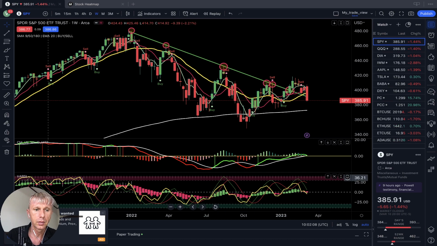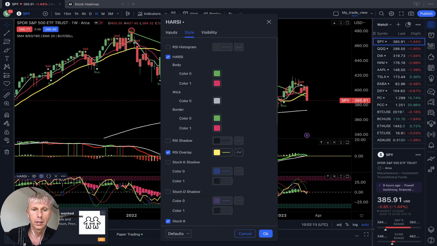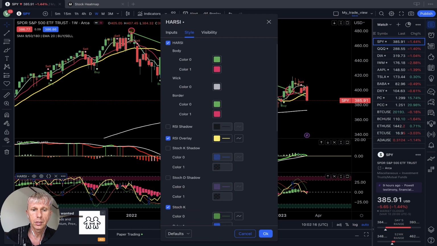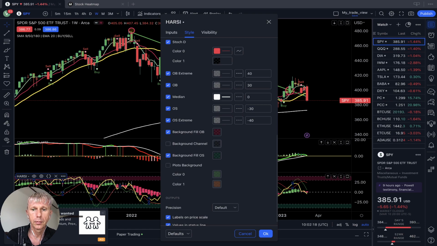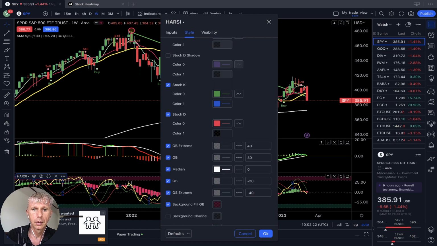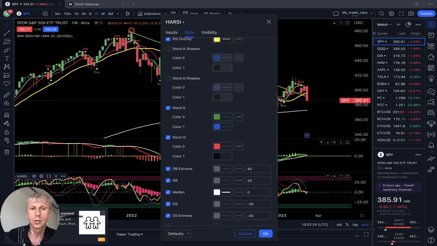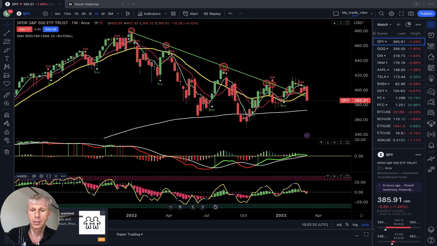Let me remove these other signals to make it less noisy and more clear. Sorry about that. Remove this one and this one. Okay, RSI yellow line, red bar.